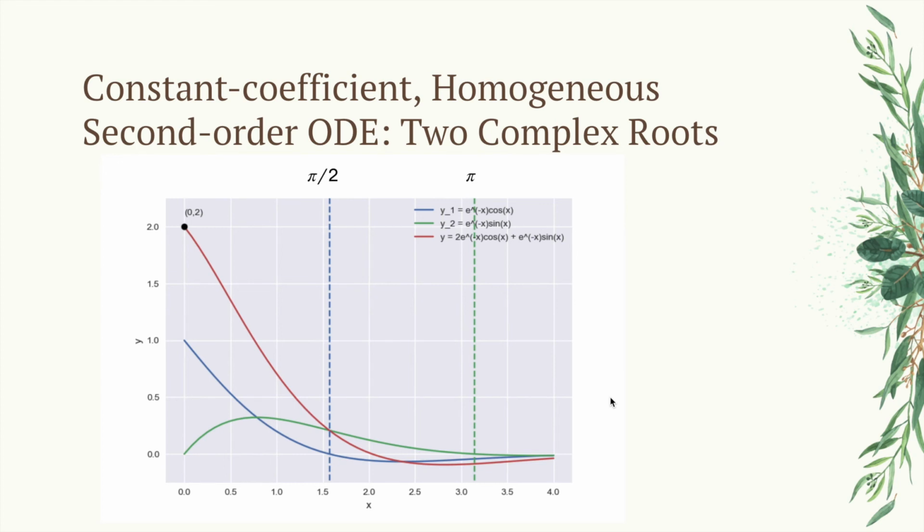Here is a plot showing how the solution looks like. The green and blue curves decay exponentially and oscillate just as a sinusoidal function, and their sum gives the red curve as the desired solution curve.